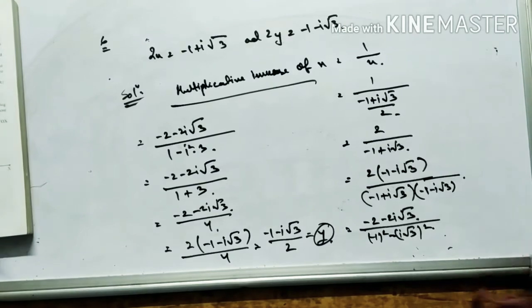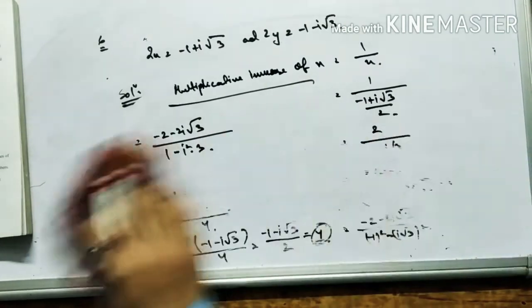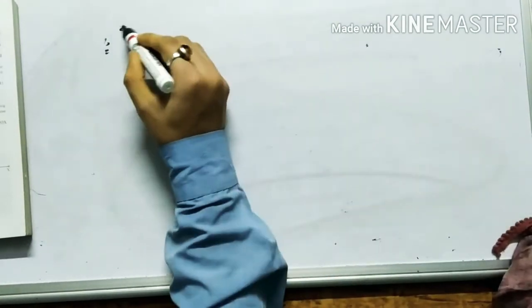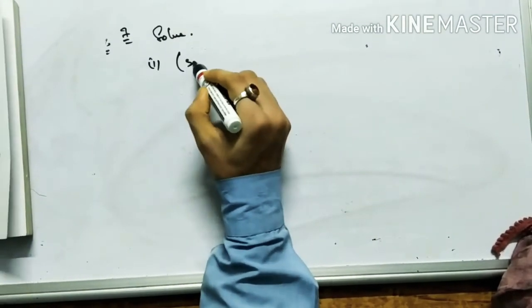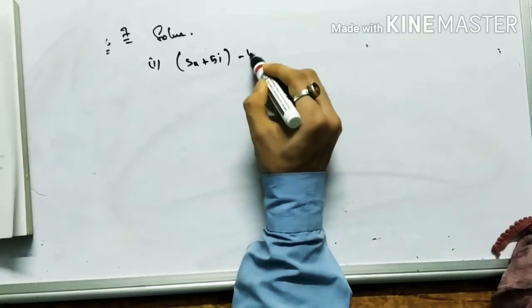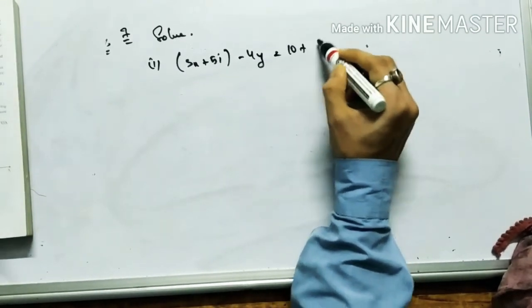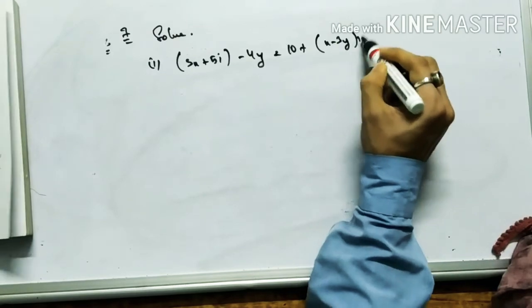Okay, so next it is your type 7. Solve number 1: 3x plus 5y minus 4y i equals 10 plus x minus 3y.